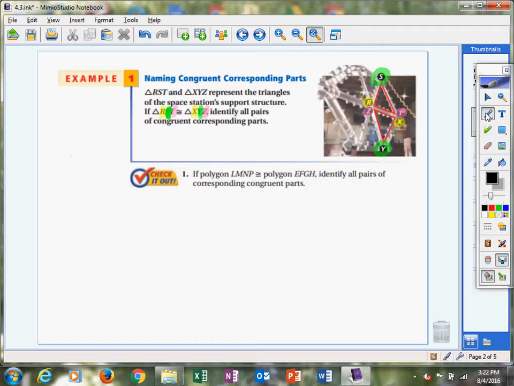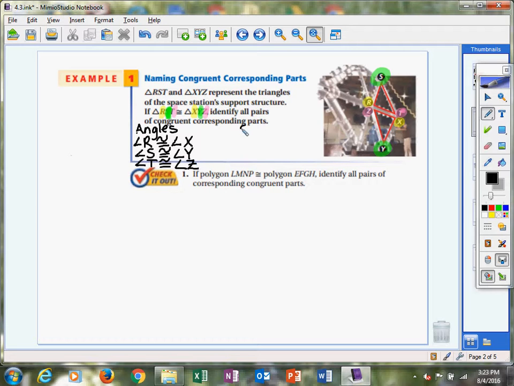So let's start with the angles. Let's make a little chart here. And so we know that angle R is going to be congruent with angle X. They're both yellow. They're both first position. Okay. Angle S is congruent to angle Y, and angle T is congruent to angle Z. Okay, good job. Those are the angles.